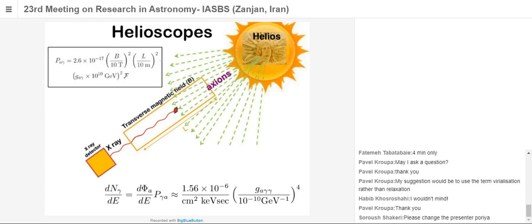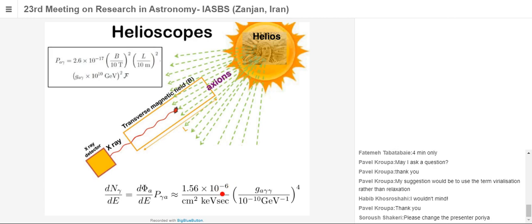And if you align your telescope in the direction of the sun and put a magnetic field inside the tube of your telescope, you can reconvert the axions to X-ray photons, and then you can detect them here. This is the conversion probability of the axion to photons. If you multiply the axion flux by the axion-to-photon conversion rate, you will get the number of photons you would detect in your detector.